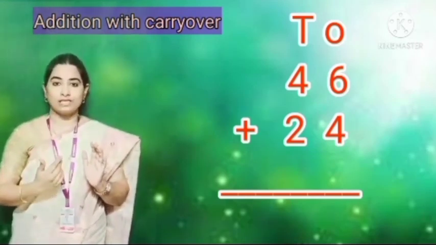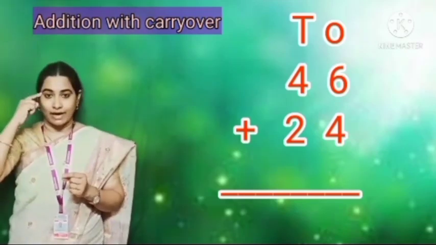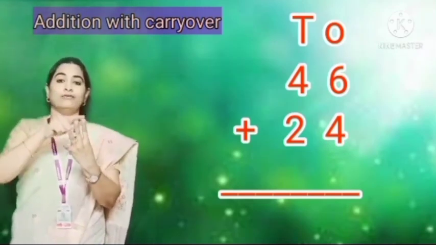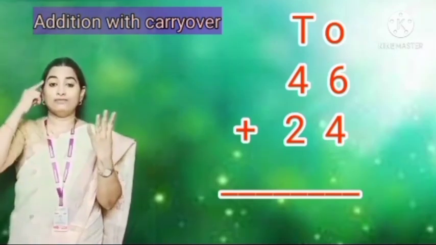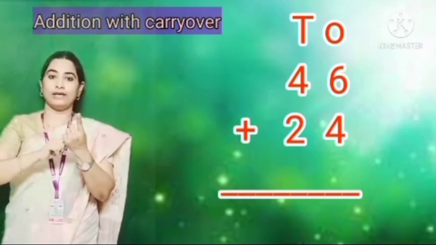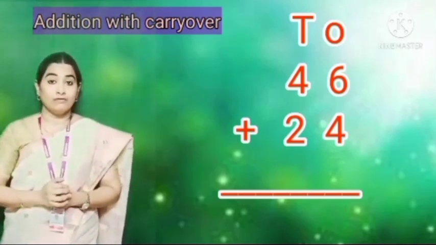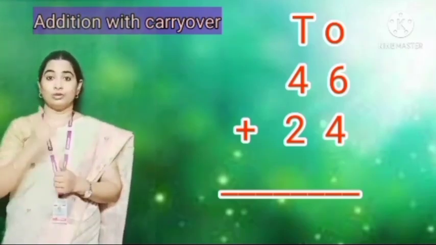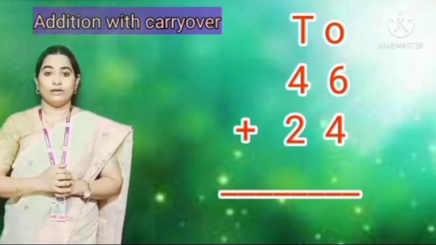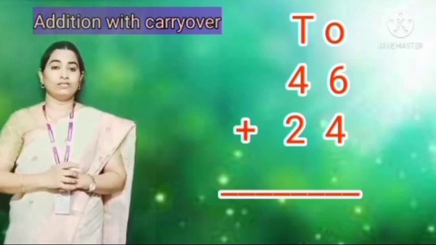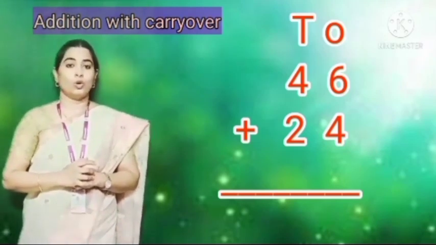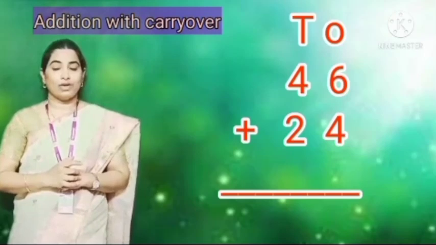So how we will add 6 plus 4? 6 in the mind, 4 in the fingers. After 6, 7, 8, 9, 10. Children, we are getting 10. 2 digits. So in 10, what is in the ones place? 0 is in the ones place. So in the tens place, we have 1.